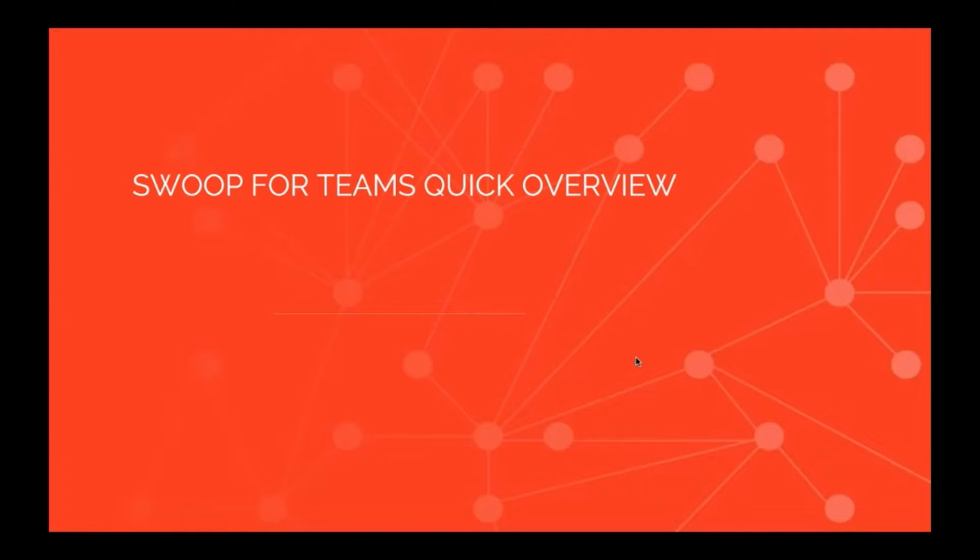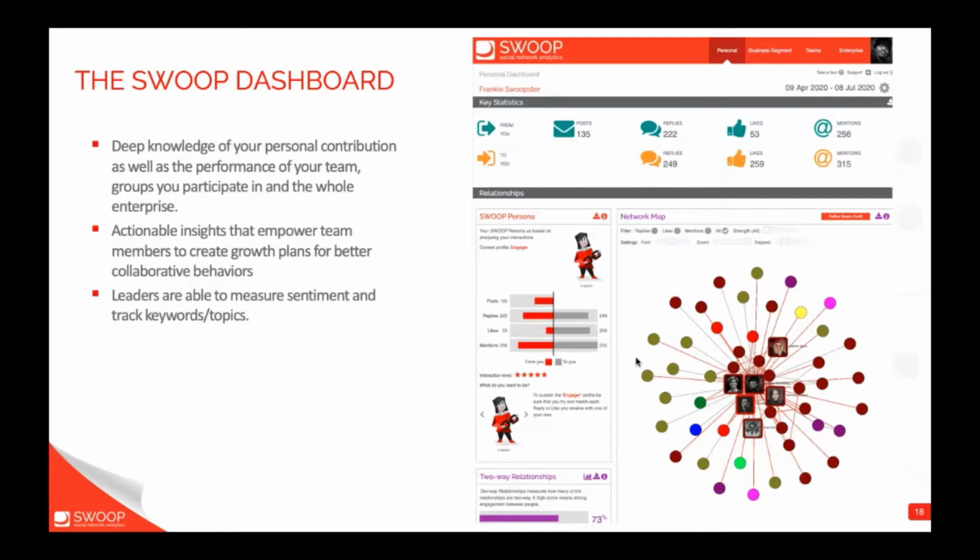So what we're going to do next is give you a really brief overview of what Swoop for Teams looks like. What you're seeing right now on the screen is the personal dashboard that you would see when you go into Swoop for Teams. On the personal dashboard, you're going to get deep knowledge of your personal contribution, as well as the performance of your team and the groups that you participate in, and of course across your whole organization. You'll be able to see key statistics: how many posts you've done, how many replies, the likes, the mentions, and then what has been reciprocated to you.